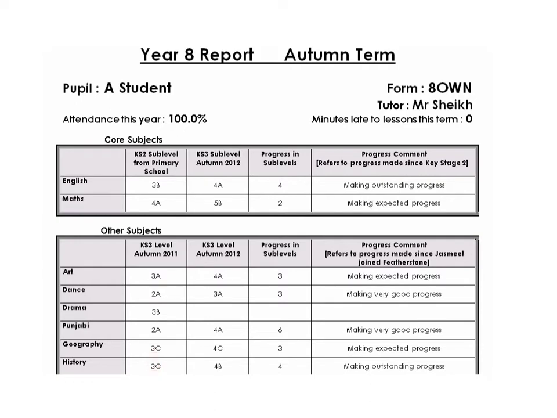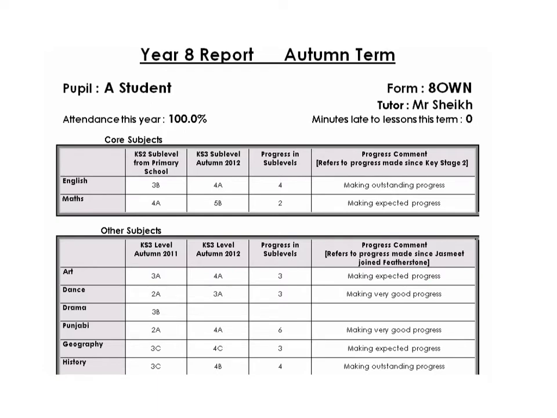We make our own assessment in those subjects. So we judge the Key Stage 3 level in the autumn 2011 in Year 7, and then we make another judgment every term. So 1 year later, that's 3 terms later, we see that the student has made 3 sub-levels progress in art, gone from 3A to 4A, and that is expected progress.